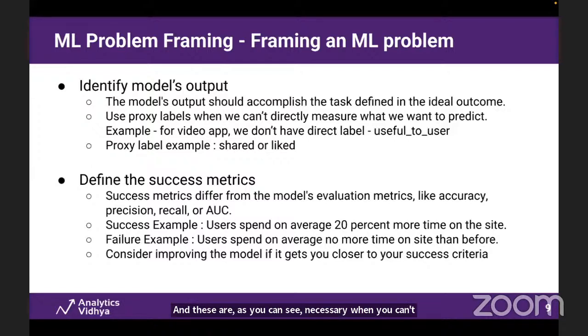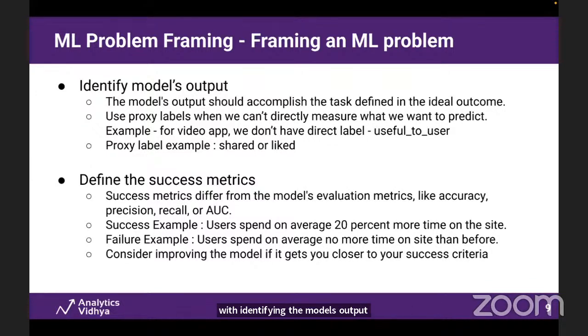So there are a lot of real world scenarios where the companies or the product teams are using those proxy labels to measure the product performance because they don't have direct labels available for them. But we have to understand that no proxy label can be a perfect substitute for your ideal outcome. So they'll have some pitfalls, they'll have some problems. So you have to pick the proxy label that has the least problems for your use case. And so that's how you would go about identifying the model's output.